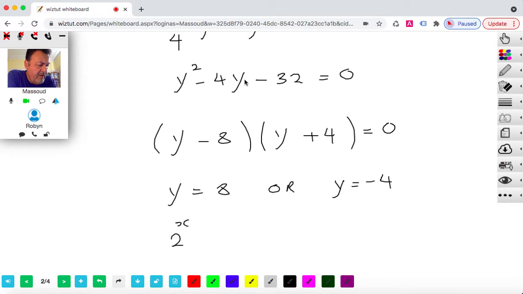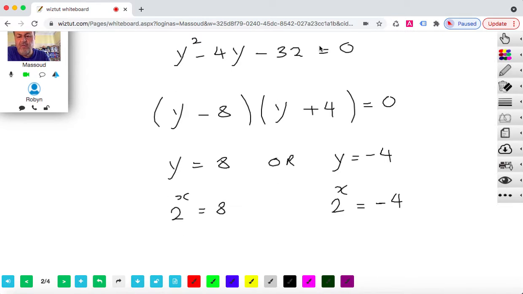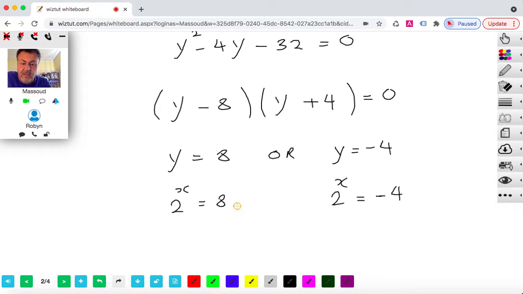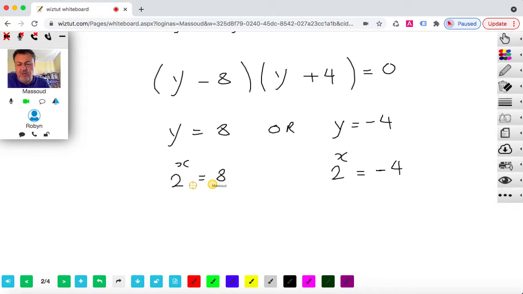and reminding ourselves that y was actually 2 to the power of x, we have 2 to the power of x is equal to 8, and 2 to the power of x is equal to -4. Reasonably, if you wanted to solve this, sometimes we would have to use logs. So I log this side, I log that side, and then x becomes a coefficient and solve it. But this one is so obvious because 8 is 2 to the power 3. So this equation is so obvious that x is actually 3. So here, x equals 3.